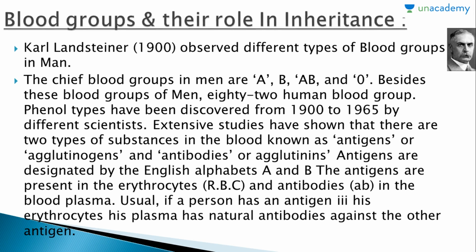Now, first of all, we study the blood groups and their role in inheritance. Karl Landsteiner in 1900 observed different types of blood groups in men. The chief blood groups in men are A, B, AB, and O.